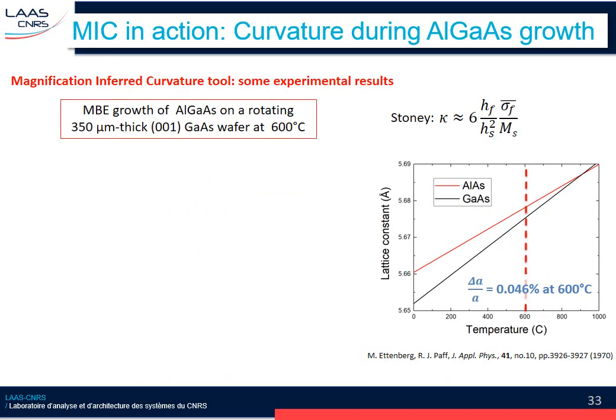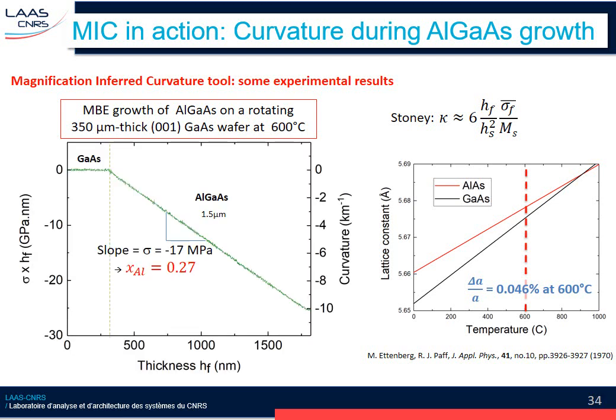The first example I want to show you is the curvature change you will see when you grow some aluminum gallium arsenide. As you know, the lattice mismatch between aluminum arsenide and gallium arsenide is quite low, and it's even lower at growth temperature because of different thermal expansion coefficients. Here at growth temperature, the lattice mismatch is only 0.046%. And this is what you get.